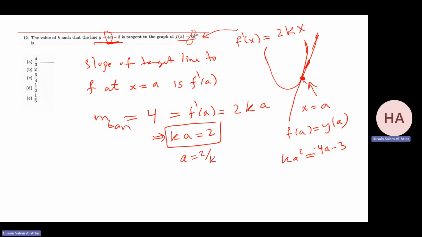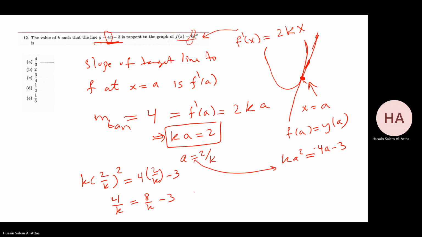Since I'm looking for K, I want to put everything in terms of K. Plug it there. You get what? K times (2 over K) squared equals 4 times (2 over K) minus 3. So this is what? 4 over K equals 8 over K minus 3. So we have what? 3 equals 4 over K. So 3K equals 4. So K equals 4 over 3, which is this one. I wish it's clear.